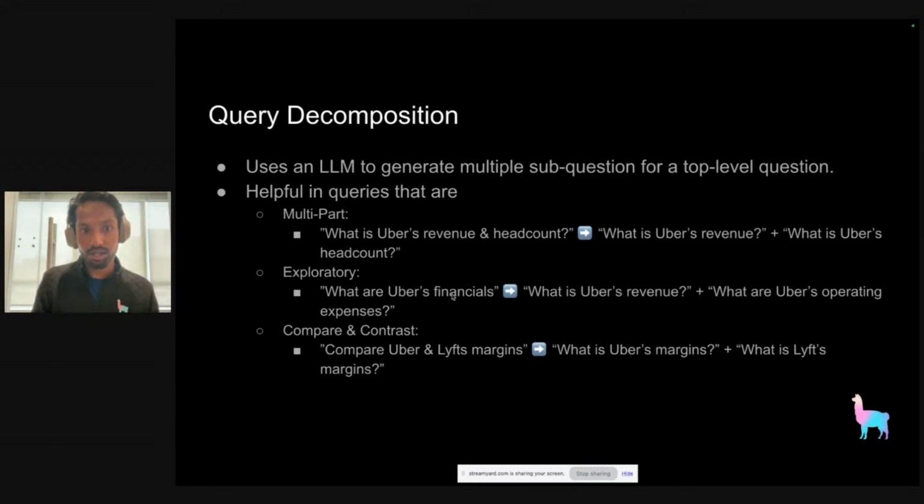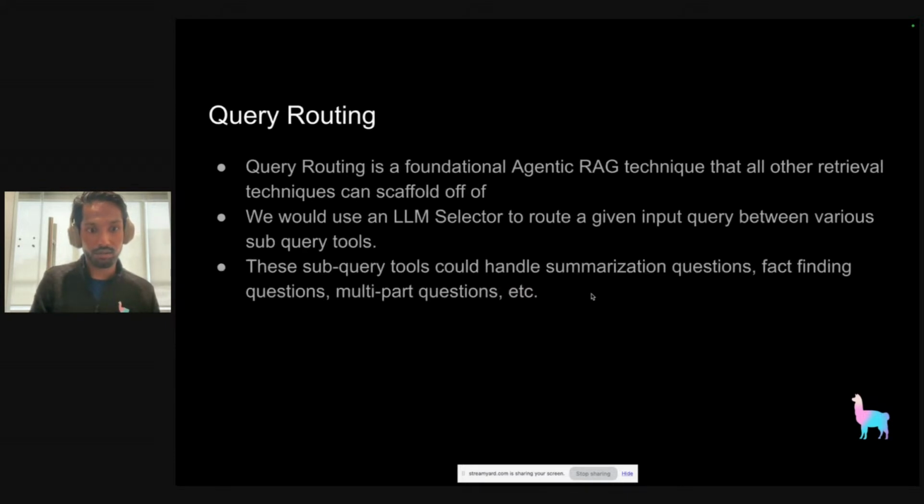They could be exploratory, just a vague question like what are Uber's financials. An LLM could break that down for you into what is Uber's revenue and operating expenses. Again, process those individually and then collate the responses back into a final response.